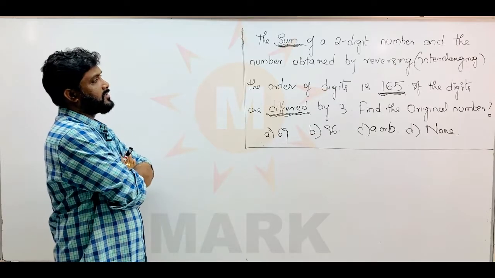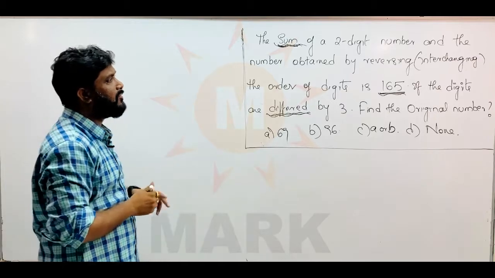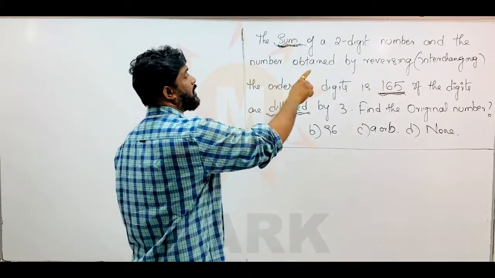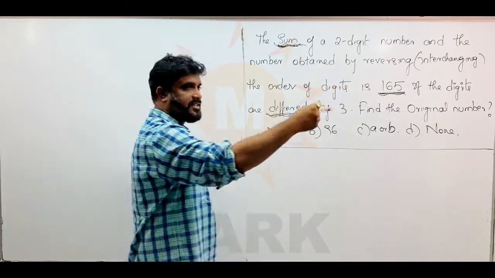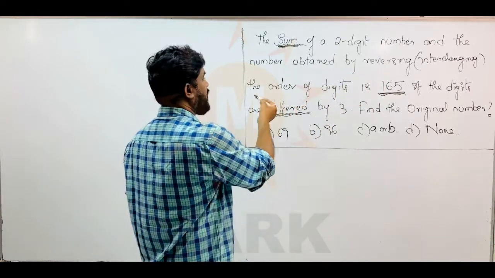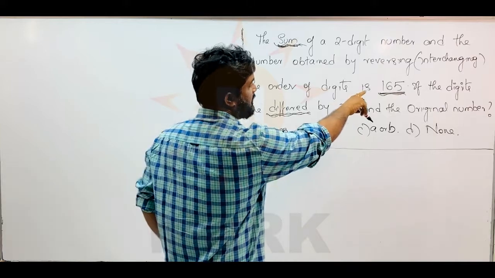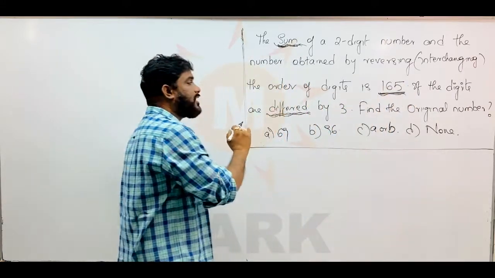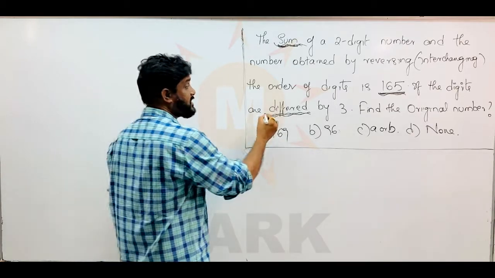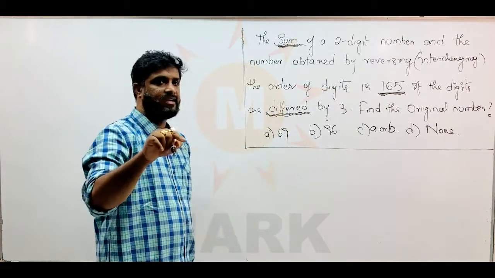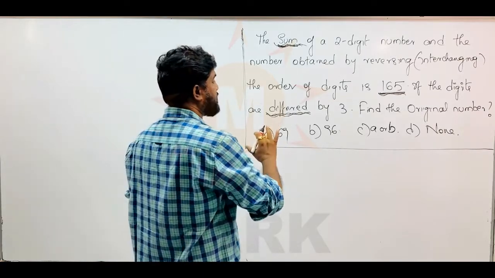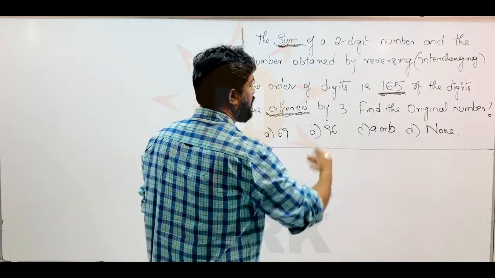Friends, here comes an interesting question for you. The sum of a two-digit number and the number obtained by reversing, that means interchanging the order of the digits, is 165. If the digits differ by 3, my dear friends, it is given "differ" here. It is not greater than or less than. It is just given that the difference between them is 3. If the digits differ by 3, find the original number.